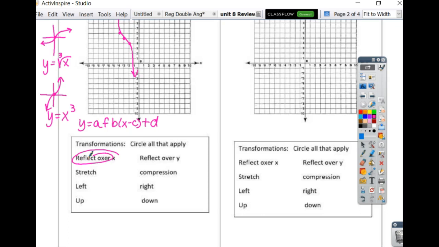What would have to be negative if it was a reflection over the y? Inside, right? Is it a stretch or a compression? There's not an A, so it's not. So don't circle either one, or you're making it up. Did I move it left or right? Left and up or down? That's it. You're done. Stop.